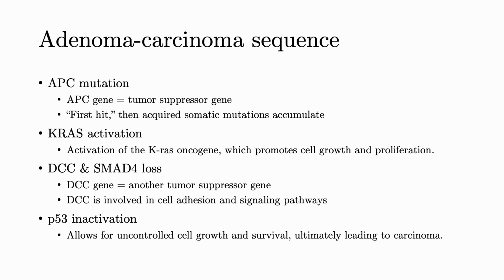Next, mutations in the KRAS oncogene occur. KRAS drives uncontrolled growth and survival of these abnormal cells, pushing the adenoma to grow larger and more dysplastic. Later, tumor suppressor genes such as DCC and SMAD4 are inactivated. These normally act as brakes through the TGF beta pathway. Their loss allows the adenoma to progress into a more advanced late adenoma.